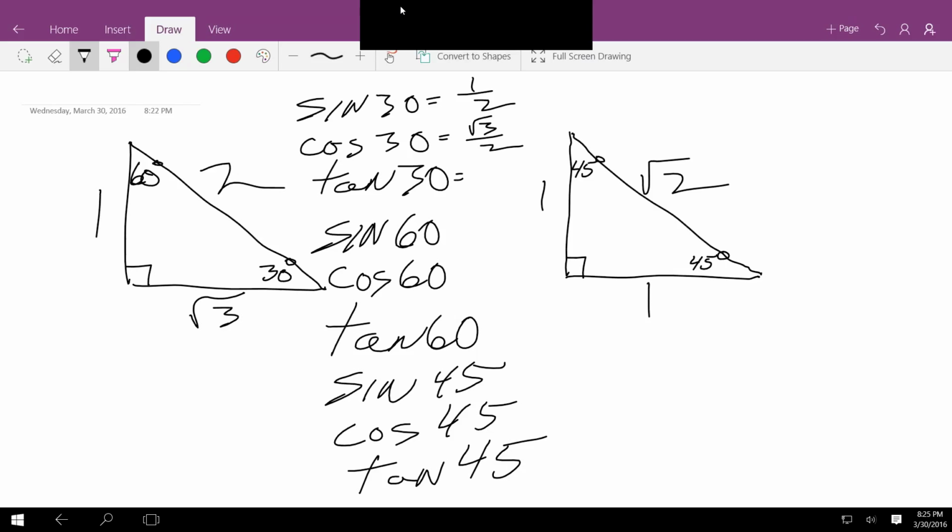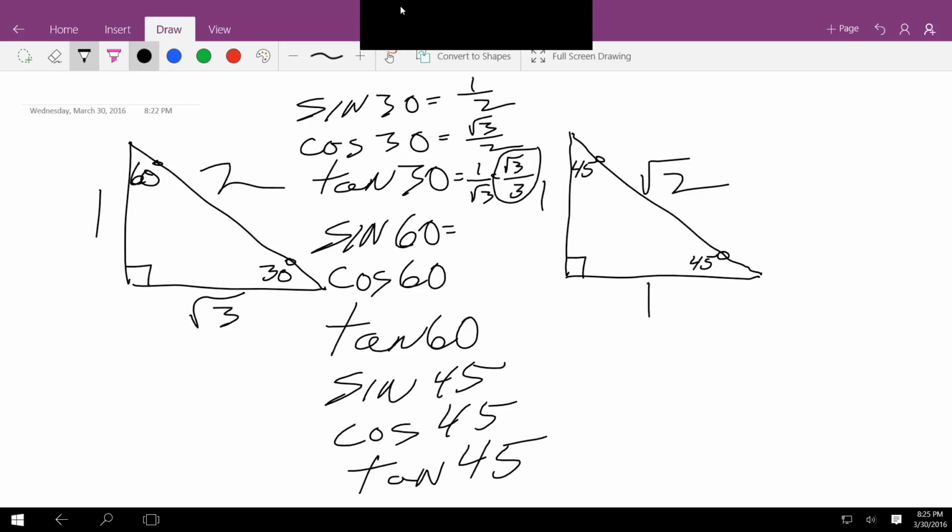The tangent of 30 is opposite over adjacent, so it would be 1 over root 3. What's wrong with that answer? You can't have a root sign in the denominator. What do you have to do to that? Multiply by root 3 on top and bottom. So you would get root 3 over 3. Right. And that's really the answer you want to give for the tangent of 30 degrees.